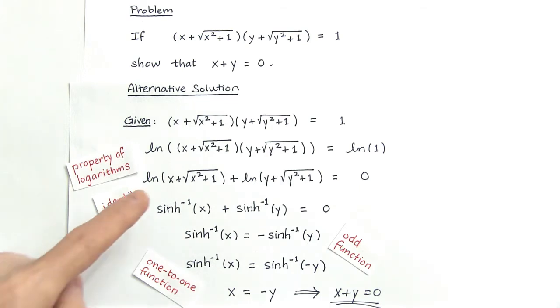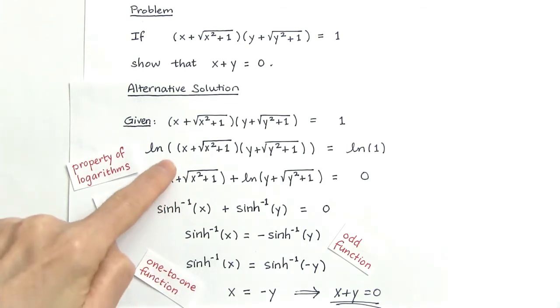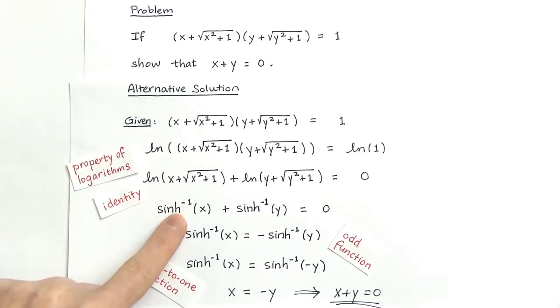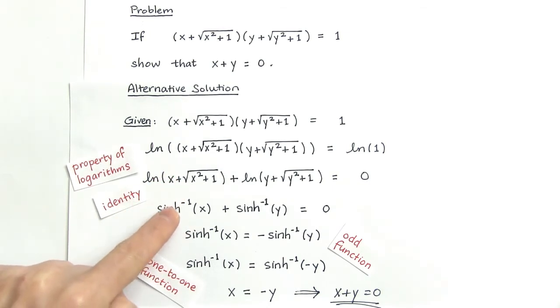If you're wondering where this identity came from in my proof, and how is the inverse hyperbolic sine related to the log function in this way, I can explain that as follows.